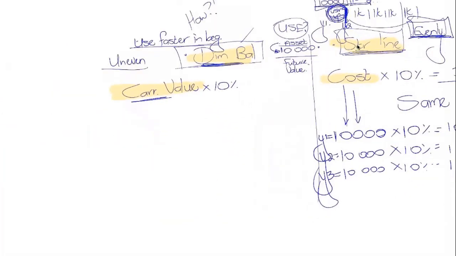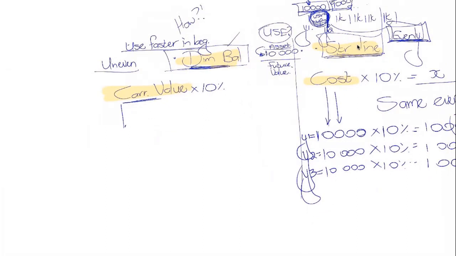However, diminishing balance says you start with your carrying value. So in year one, your carrying value is your cost, because you haven't started depreciation yet. 10% would give you 1,000 Rand. So you can see in year one, your depreciation would be the same because there's no depreciation yet.